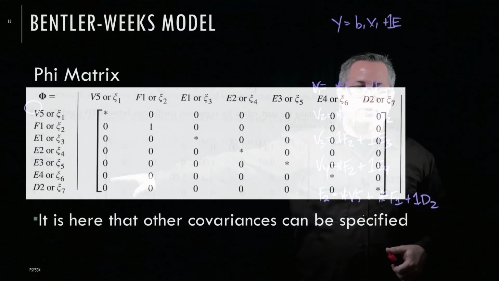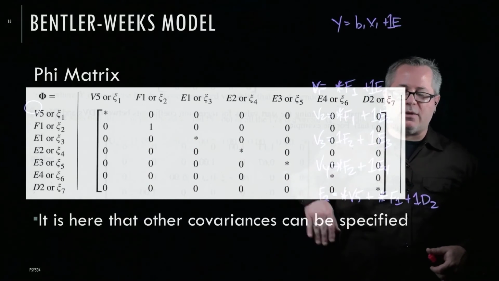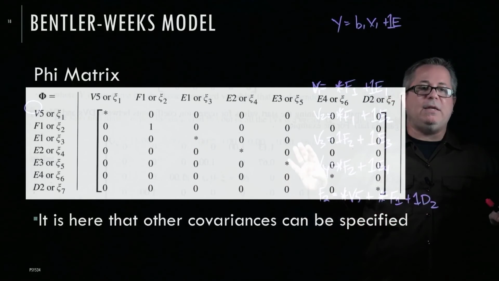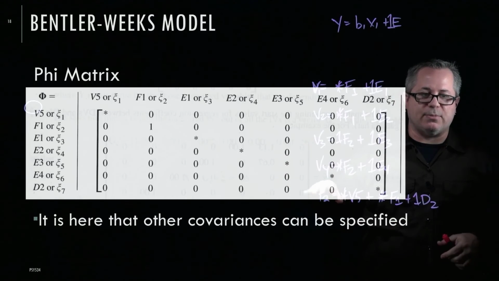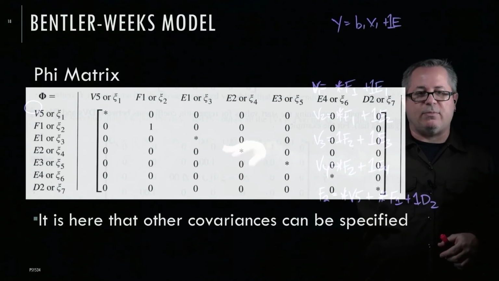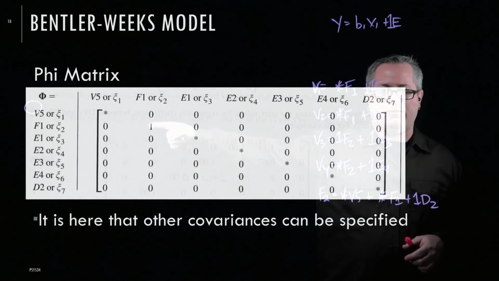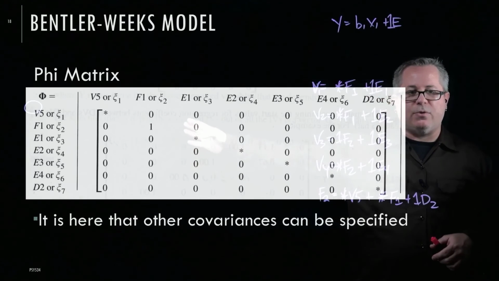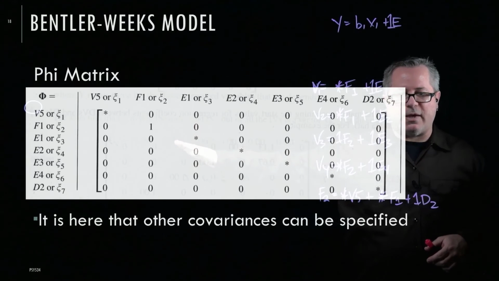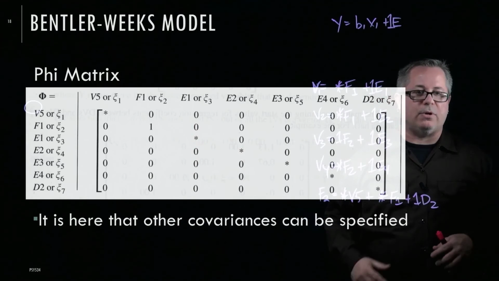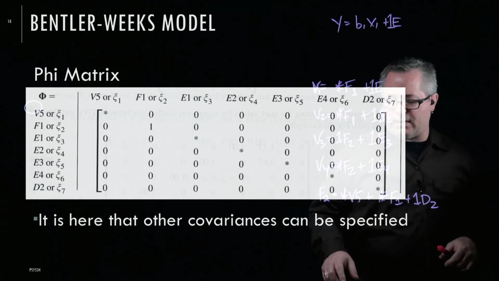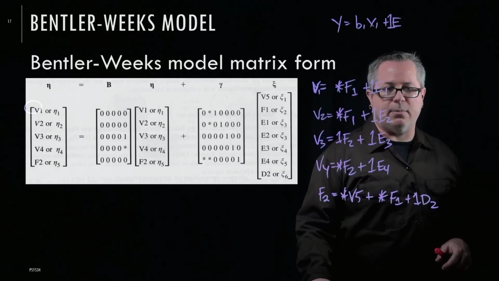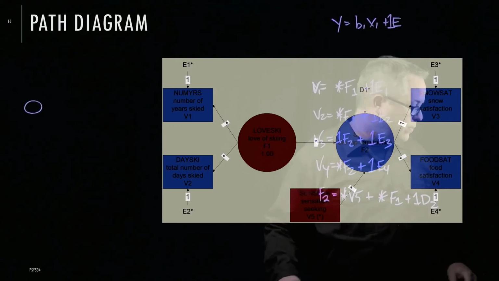All the zeros on the off diagonals are telling us that we're not estimating any covariances among these. So there are no unstructured relationships. Everything is just us estimating variances, except in one case where we're fixing the variance. So all the off diagonals are 0 to tell us that we're not correlating anything. So let's look back at the model and see if I can get it to fit in with what I already drew.